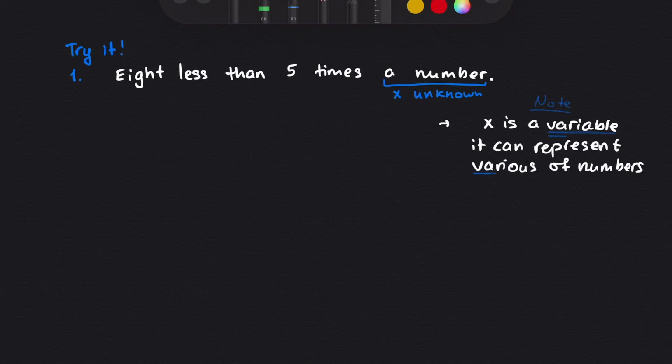Okay? Let's read the problem again. 8 less than 5 times a number. 5 times a number is written as 5 times x. And it says that 8 less than 5 times a number. So that means we minus 8. So the answer would be 5 times x minus 8. Because we don't know the number, it's not given to us, we represent it as a variable.